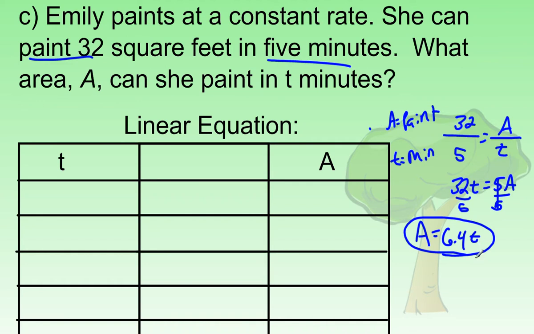Every 1 unit of time, so every minute, she can paint 6.4 units of the area. So area equals 6.4 time. Every unit of time, she can paint 6.4 more feet.